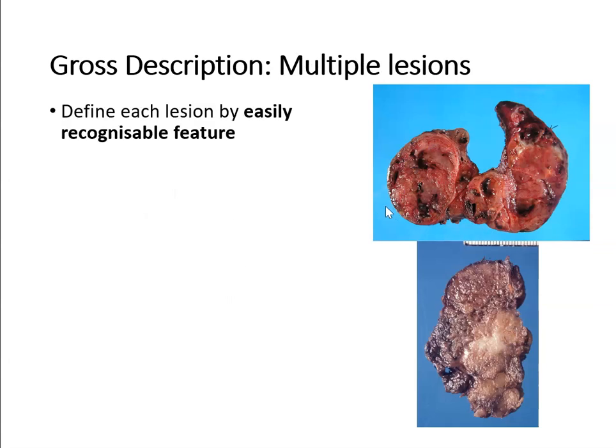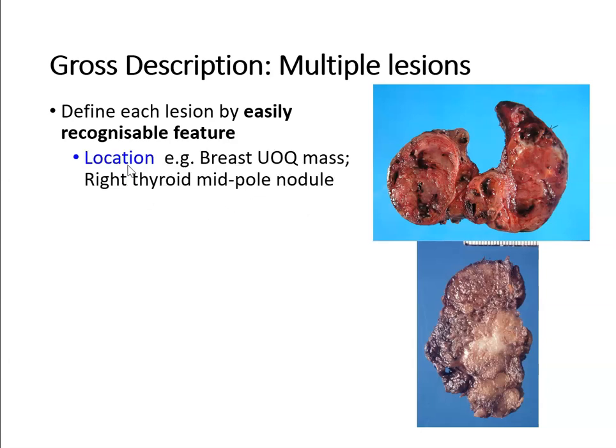Where there are multiple lesions, it is helpful to define each lesion by an easily recognizable feature, and this is often location, for example, breast, upper outer quadrant, mass, size, of course, and appearance in terms of the outline, as I mentioned earlier, as well as the color. So in this instance, there are many rounded nodules in both lobes of the thyroid, whereas in this instance, this is also a thyroid gland. We can see an irregular whitish or pale tan mass.